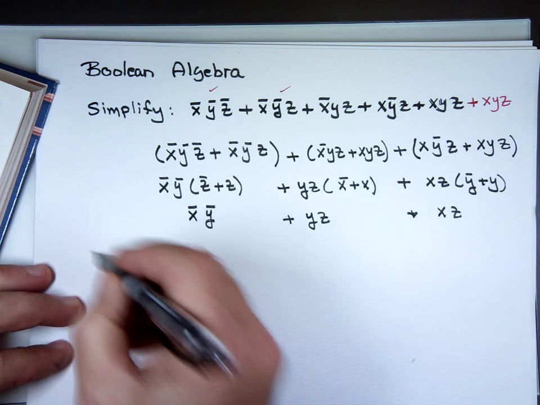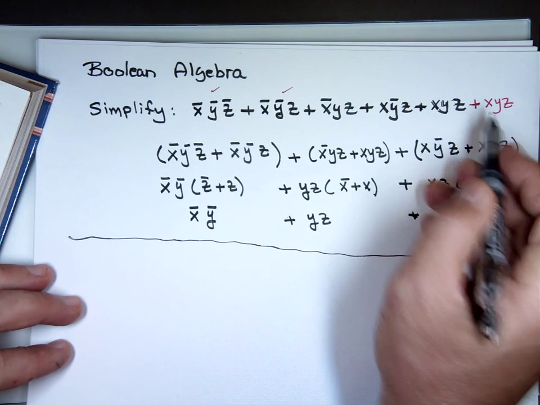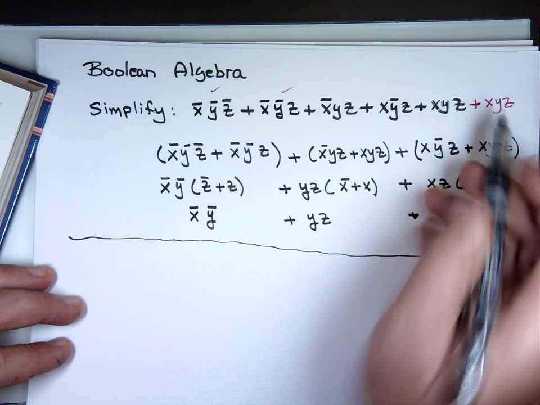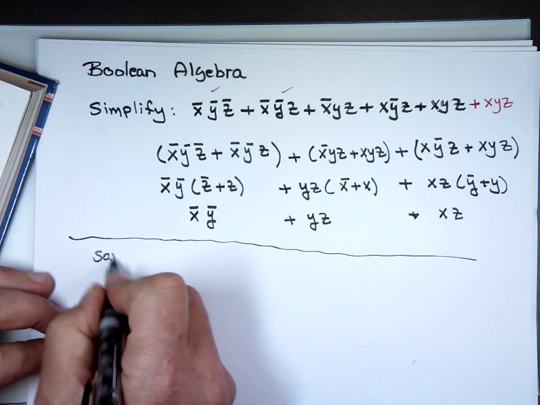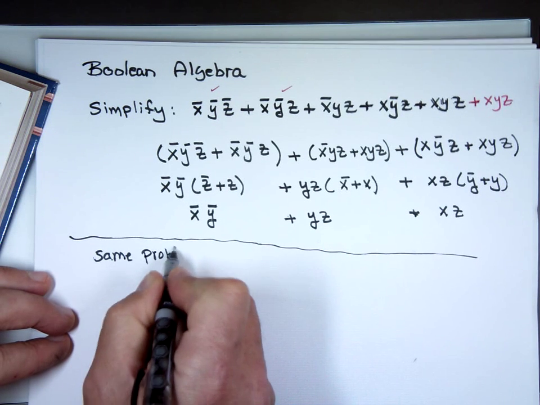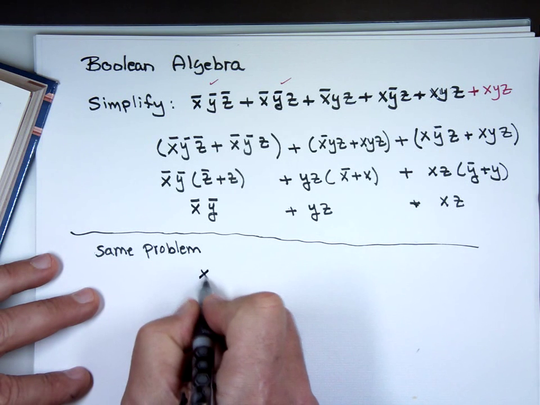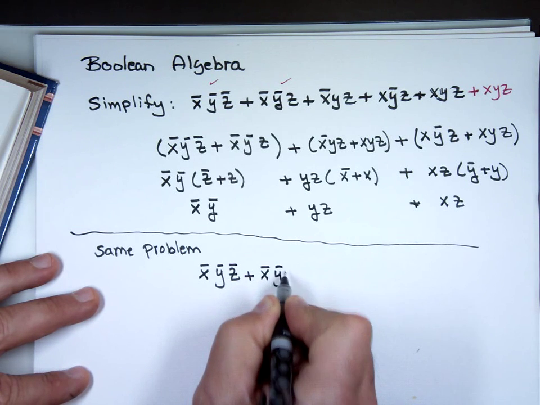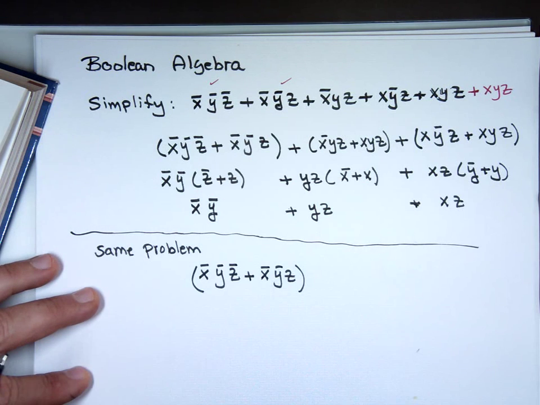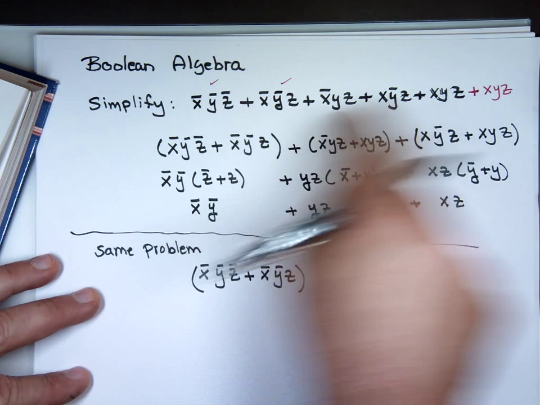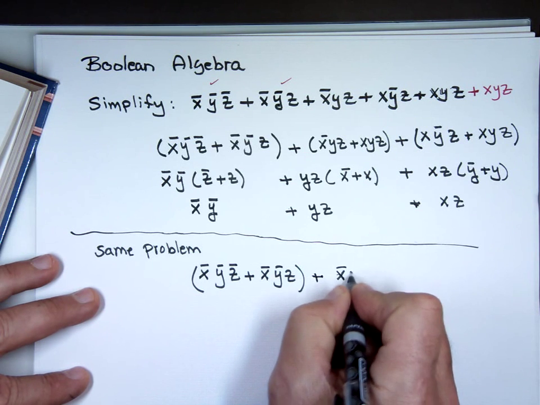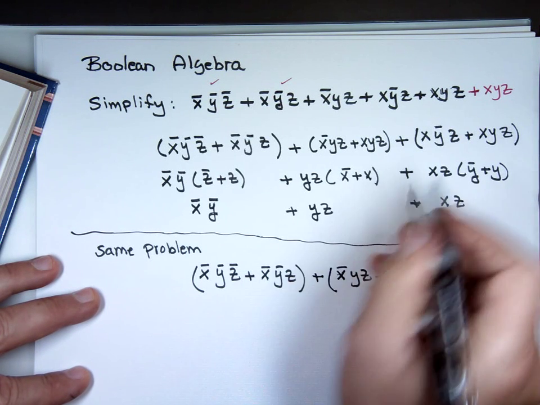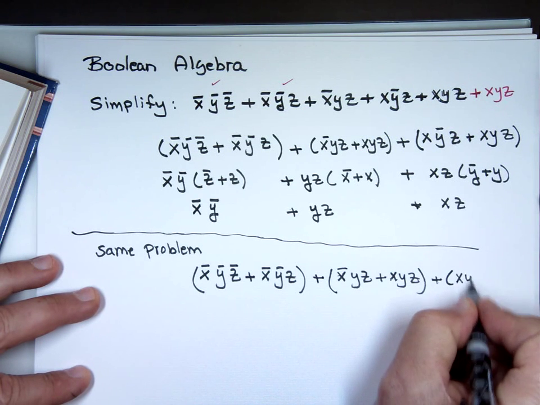Now I was just thinking too, same problem. Instead of duplicating this, let me look at it again. Same problem. x bar, y bar, z bar, plus x bar, y bar, z. Group the first two. That's fine. I took this with the last one, right? And the only thing left is what? X, y bar, z, right?